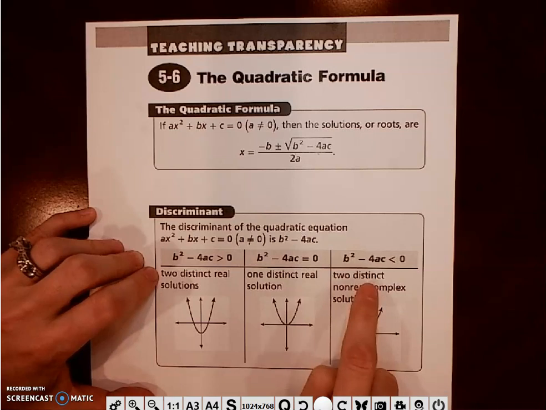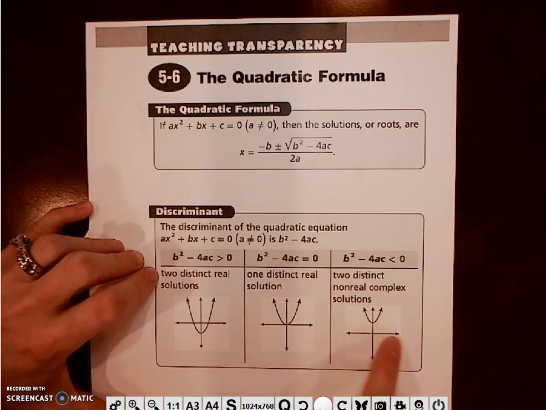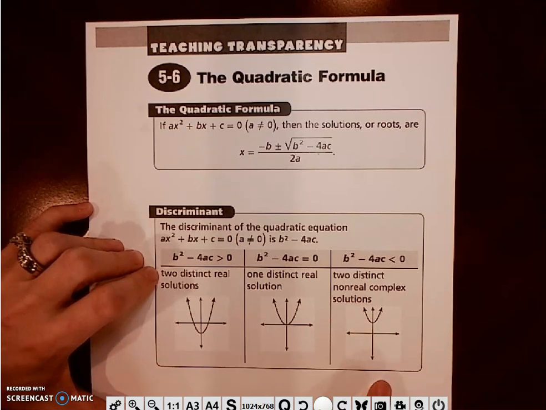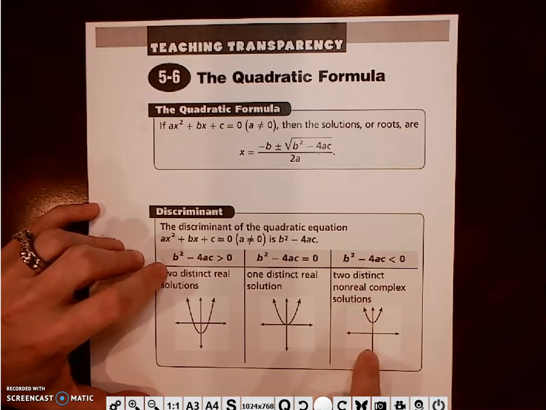And then when b squared minus 4ac is less than 0, that basically means we have no solutions along x. So if you see here, my parabola is above the x-axis, or it could be below the x-axis, which means we have no distinct real solutions. However, because it crosses the y-axis, it's called non-real complex solutions. So this means we have two distinct non-real complex solutions. However, if you said no distinct real solutions, I would count that as correct as well.